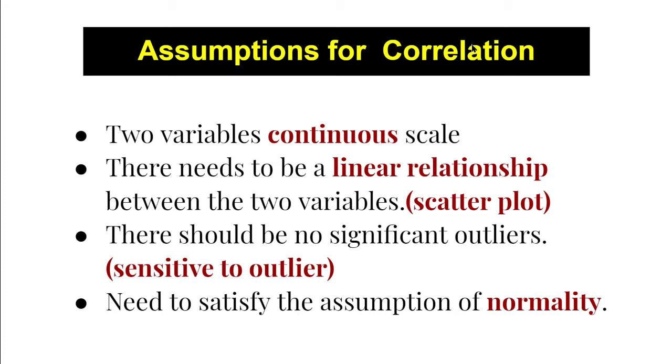Now there are a few assumptions which we need to satisfy before we apply correlation. The first assumption is that the two variables should be on a continuous scale, as we have seen initially. There needs to be a linear relationship between the two variables, which we check on a scatter plot. There shouldn't be any significant outlier, as correlation is very sensitive to outliers. We also need to satisfy the assumption of normality for Pearson correlation coefficient, because if the data is not normal, we need to use the Spearman correlation.